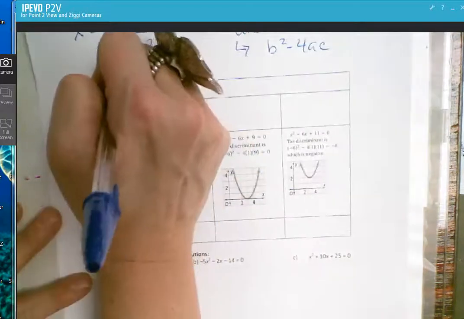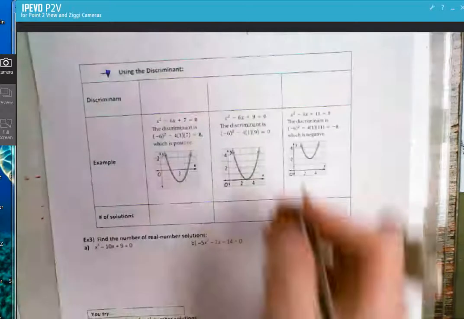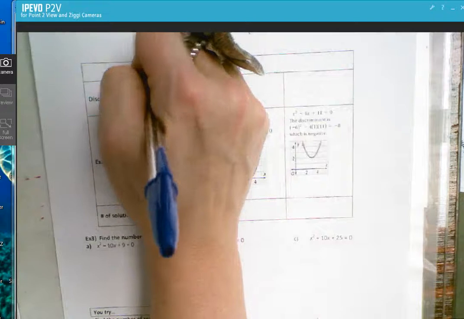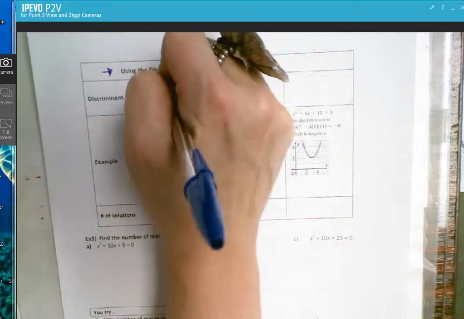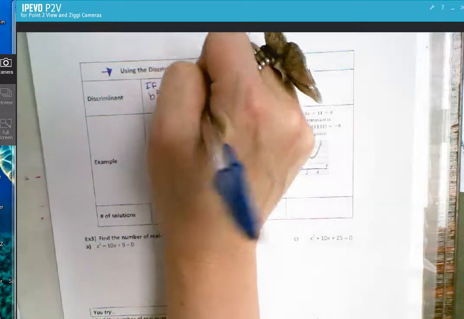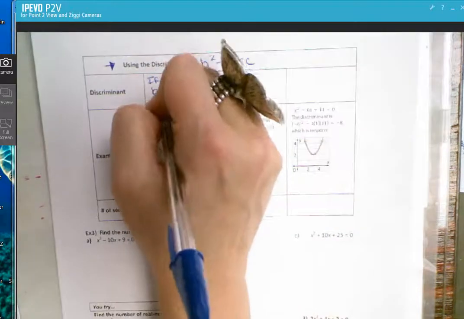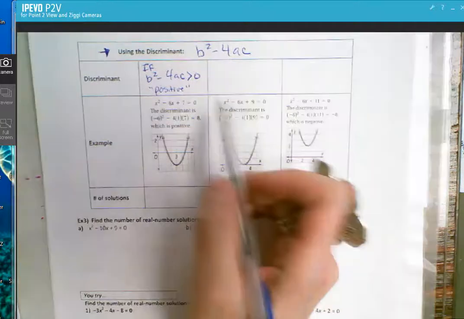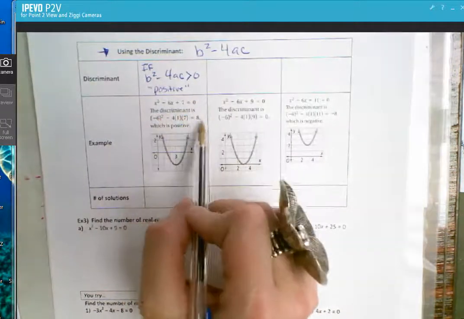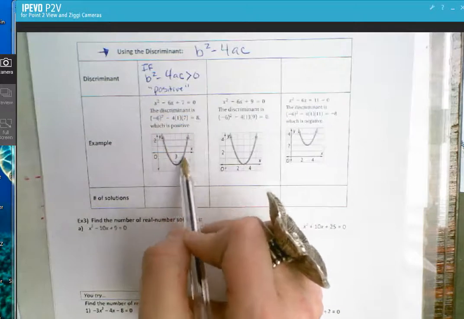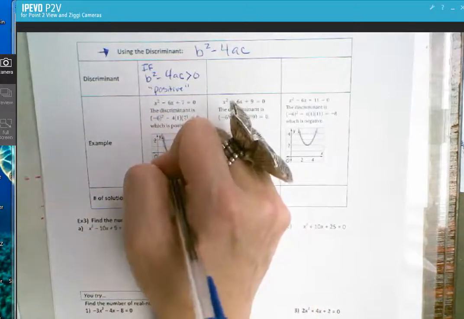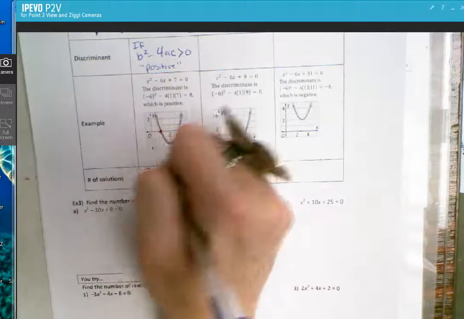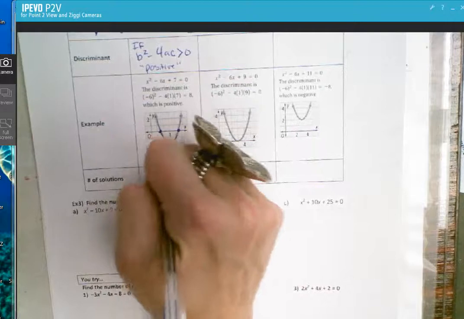Here's our little cheat sheet table that shows us what the rules are. The discriminant is b squared minus 4ac. If b squared minus 4ac is greater than 0, i.e. the number is positive when I substitute in a, b, and c, then I have a discriminant that is positive. I end up with a graph that crosses the x-axis twice. So I end up with 2 real number solutions. So 2 solutions.